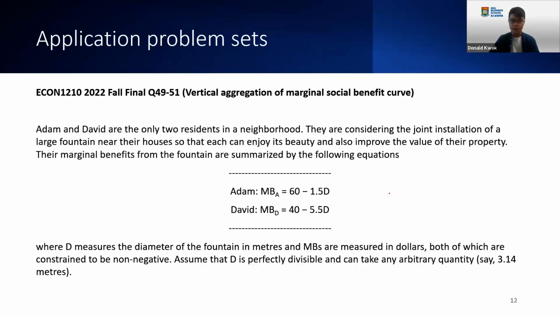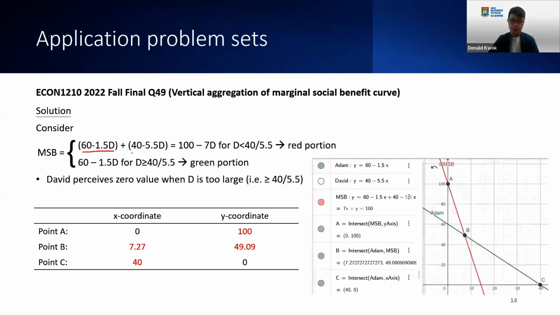Again, we need to check different x-intercepts. The x-intercept of Adam's individual MB is 60 divided by 1.5, while the x-intercept of David's individual MB is 40 divided by 5.5. Apparently, 40 divided by 5.5 is a small number, which means that when the quantity is lower than 40 divided by 5.5, then both Adam and David are perceiving the fountain with a positive value. So this is why we need to put the individual MB expressions of Adam and David together to derive the marginal social benefit curve when the diameter is smaller than 40 divided by 5.5.